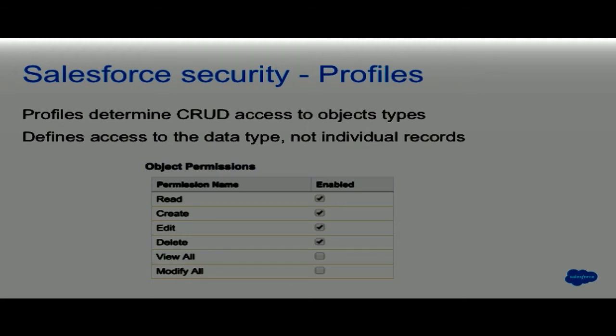Now, it's important to understand that profiles define access to the data type, or to the object type, but not to individual records, or if there's any object-oriented programmers in the room, not to specific instances of those object types.